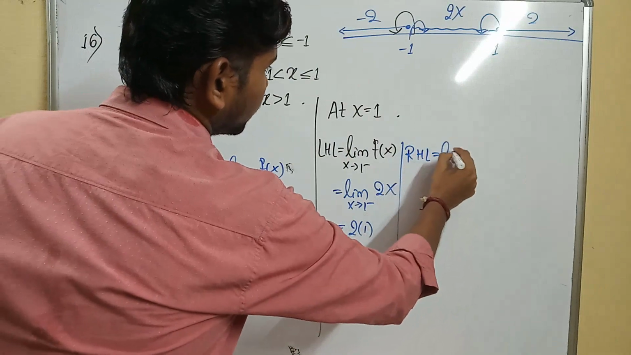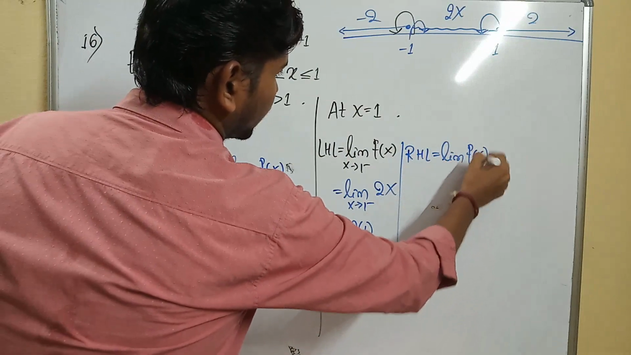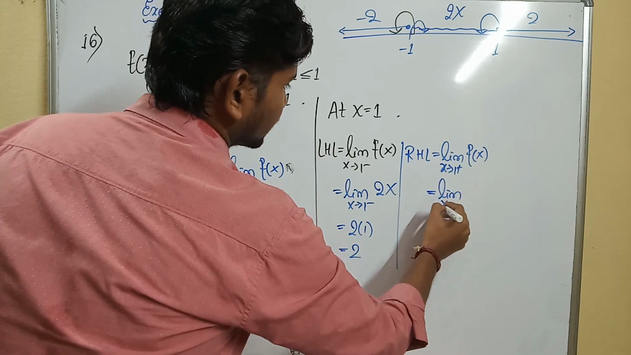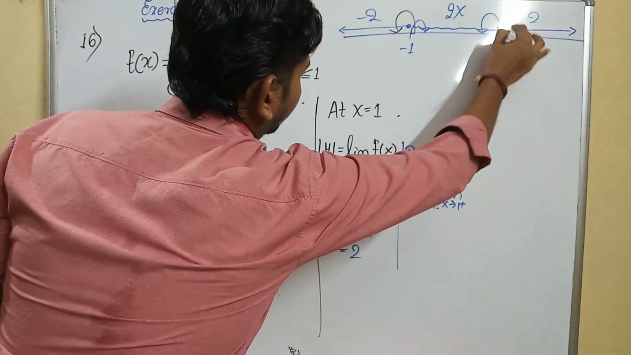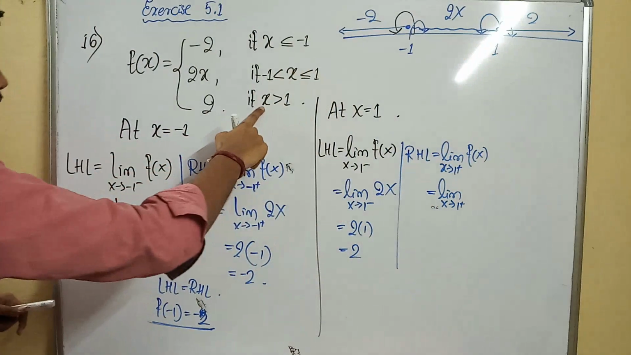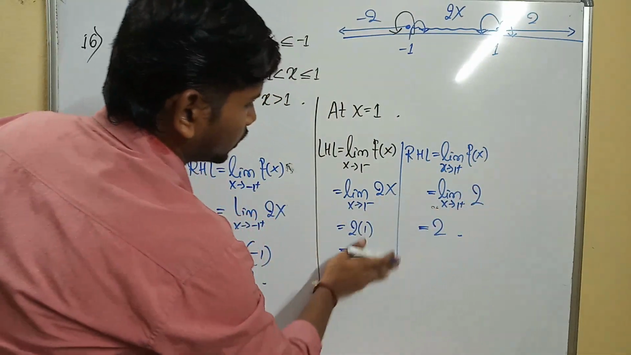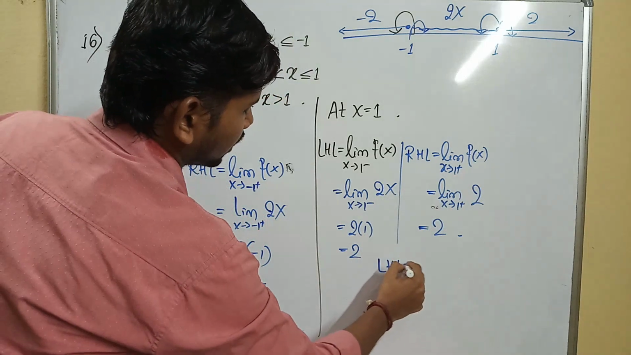What about the RHL value? The RHL value will be the limit of f of x as x tends to 1 plus. Here x greater than 1, its value will be 2. Again we got 2 here. Now LHL is the same as RHL.